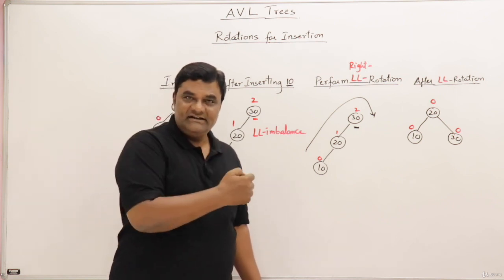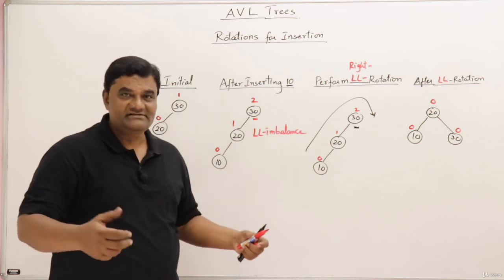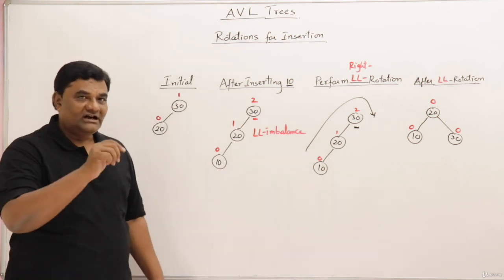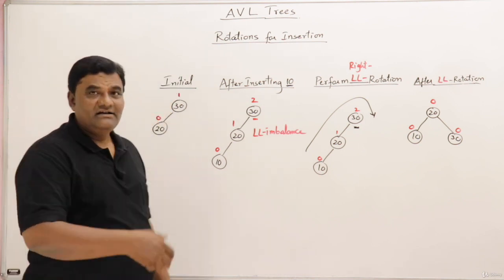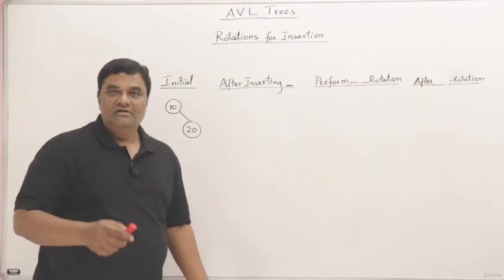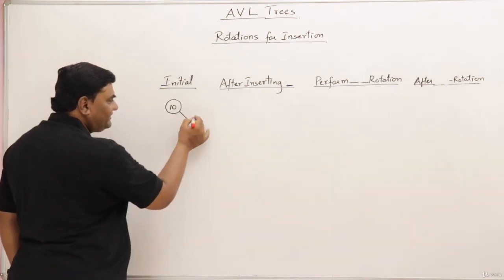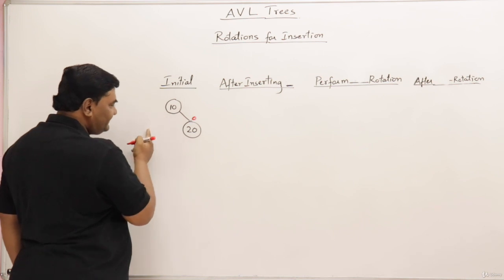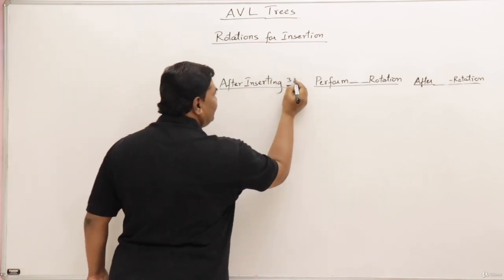So understand this clearly. Then through examples, I will show you how it is done on bigger size trees also. So that's all about first rotation, right? Now next we will look at RR rotation. For RR rotation, this is the initial tree. Balance factor, leaf node is 0 and this one is 0 minus 1. So this is minus. Next, I will insert 30 in this one.